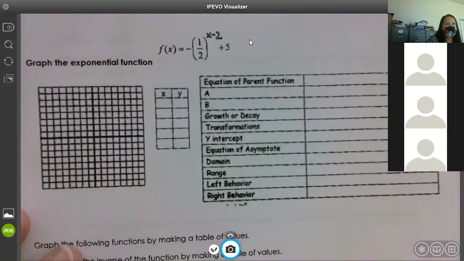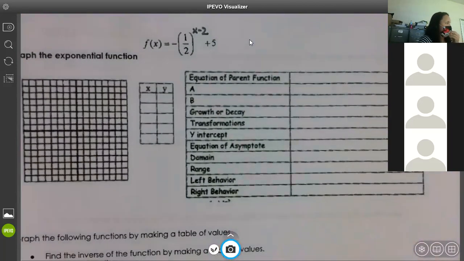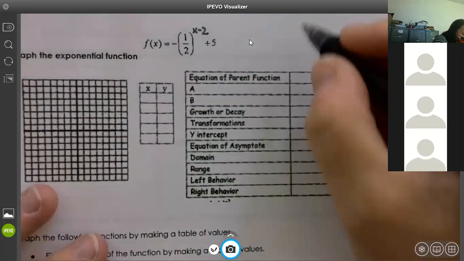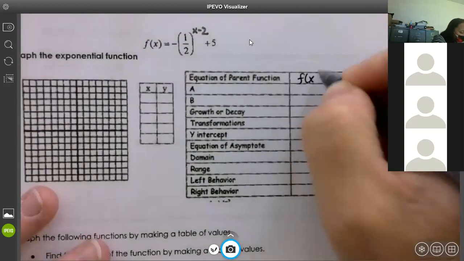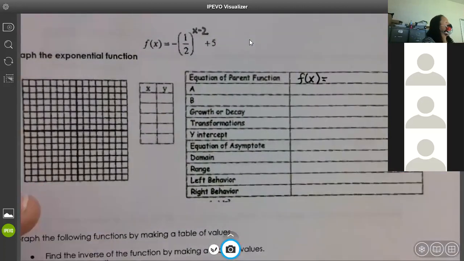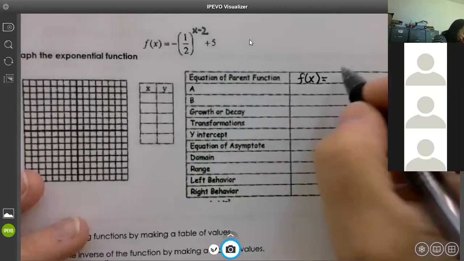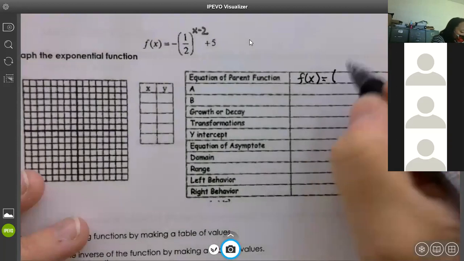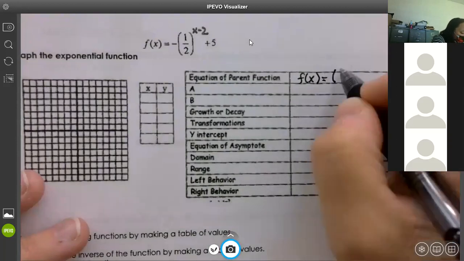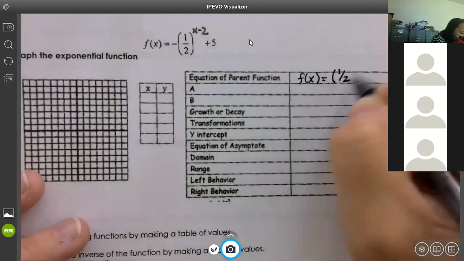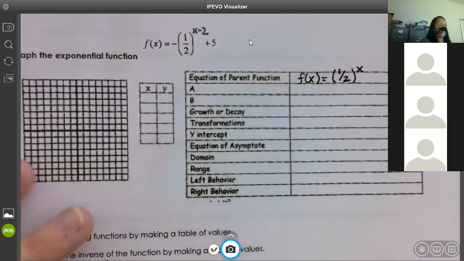We're going to do the same thing for this one. Guys, if you need to graph it, graph it. It's okay. Don't stress out about it. Remember, your parent function is going to be whatever's inside of the parentheses or whatever is raised to the power. So what is raised to the power? What number is raised to the power? 1/2, and then to the x. That is your parent function.